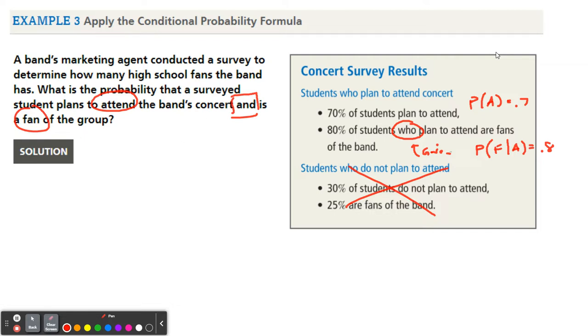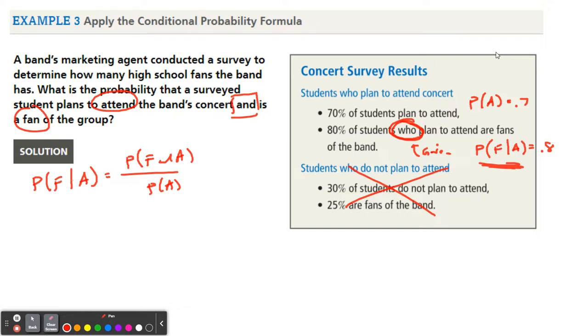Because I see this, I'm going to use it to create my conditional probability statement. Probability of being a fan, given that I attend, is equal to the probability that I am a fan and I attend over the probability that I attend. This is me using the formula. And again, it's all because of this word "who." Who would have thought that "who" was so important with conditional probability.